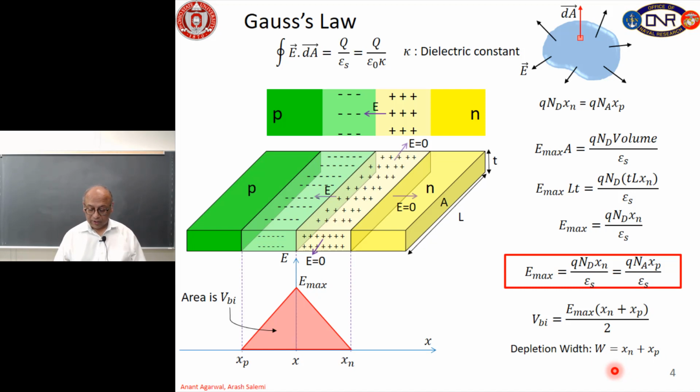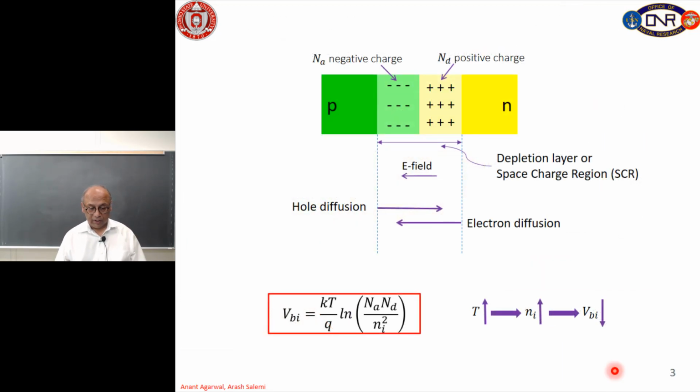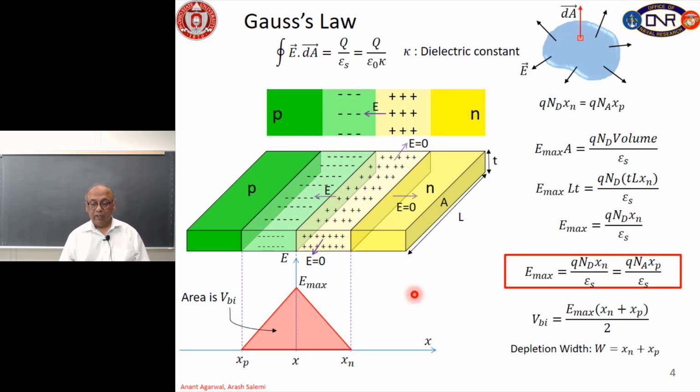So, now since we know that the built-in voltage, from pure thermodynamics, is kT over q times the natural log of N A N D over N I squared, we can equate that to this, and we can calculate the values of E max, x n and x p.